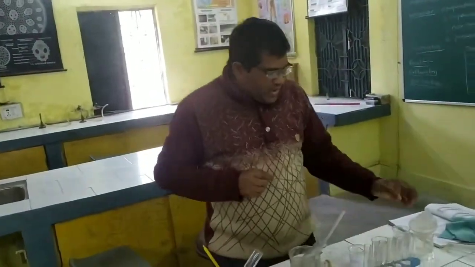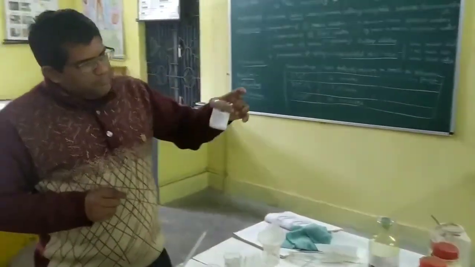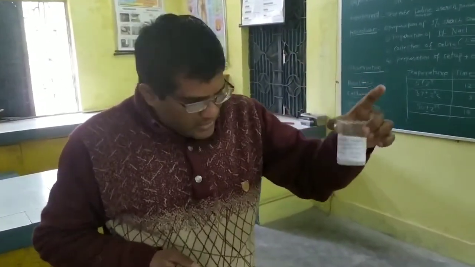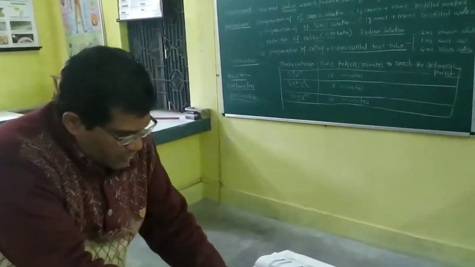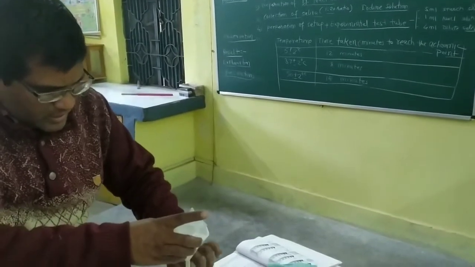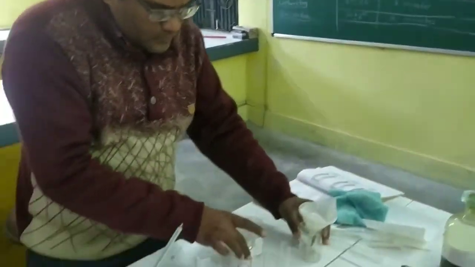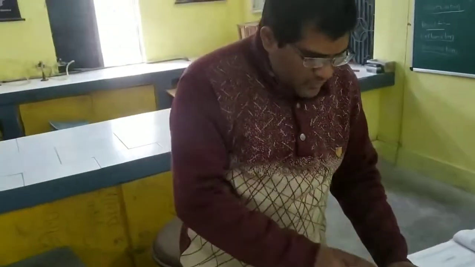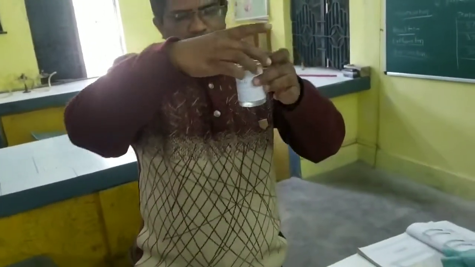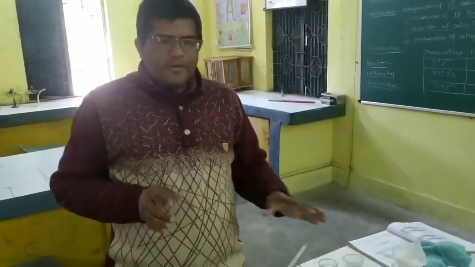Now children, we already have a 1% starch solution. We have a 1% NaCl solution. This is the NaCl solution, and we have this diluted saliva. These are the basic requirements.